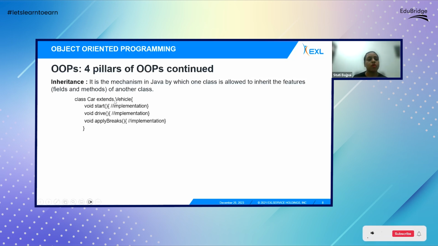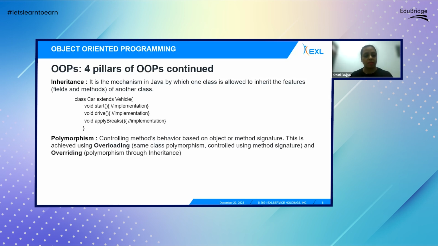Suppose Vehicle had a variable called number of tires. So number of tires would be available to Car itself. So this is how we inherit a property. We use the extends keyword for extending a class.